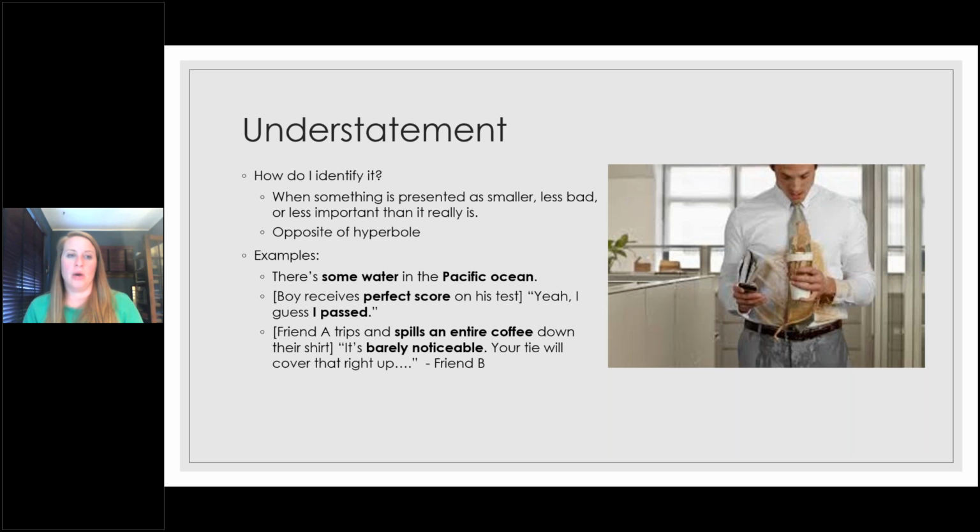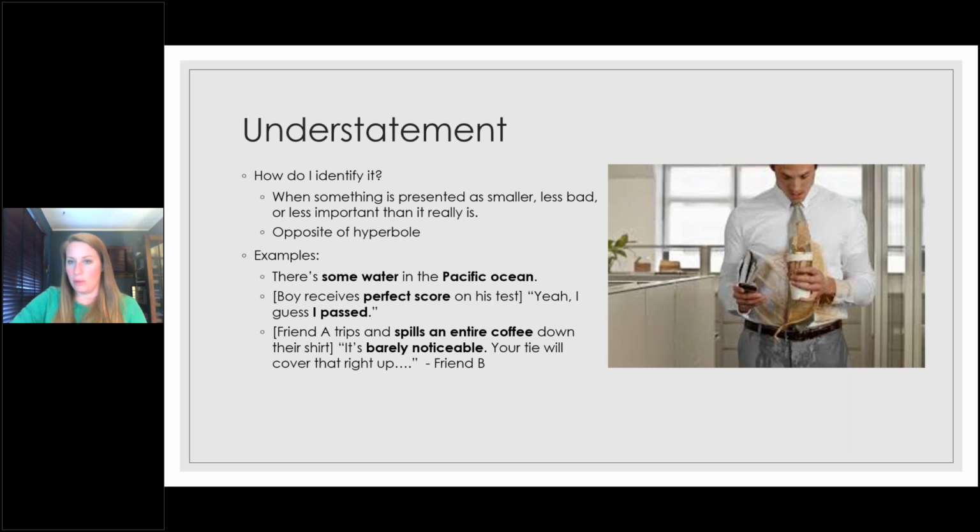Let's say we have a scenario where a boy gets his test back, he has a perfect score, and then he says to his friend, yeah, I guess I passed. He's using sarcasm because he didn't just barely pass, he got a perfect score. So he's using understatement in this scenario.